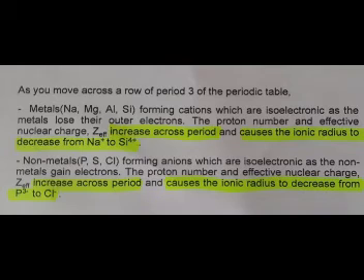As you move across a row of period 3 of the periodic table, the proton number and effective nuclear charge increase across the period and cause the ionic radius to decrease from sodium to silicon. And in non-metals, the proton number and effective nuclear charge increase across the period and cause the ionic radius to decrease from phosphorus to chlorine.